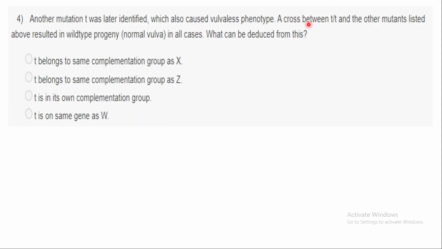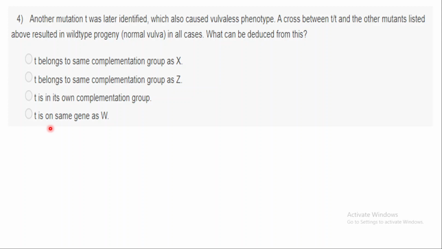Now what can be deduced from this about the nature of mutation T? Options are: T belongs to the same complementation group as X, T belongs to the same complementation group as Z, T is in its own complementation group, T is on the same gene as W. You can see there are a variety of statements. Statements 1 and 2 are about complementation group, the third is also about complementation group, and the fourth is about a gene. So you have to read these statements carefully and think about it.